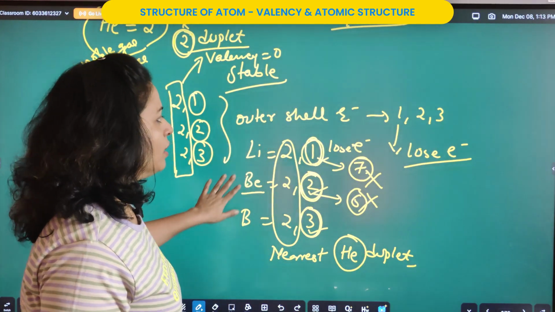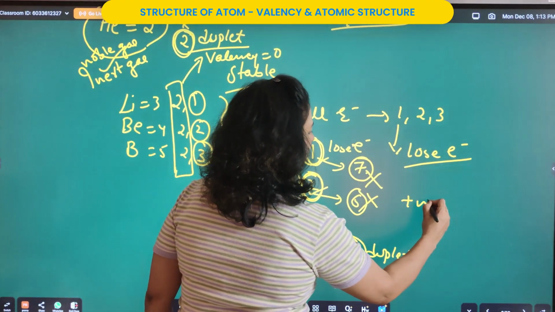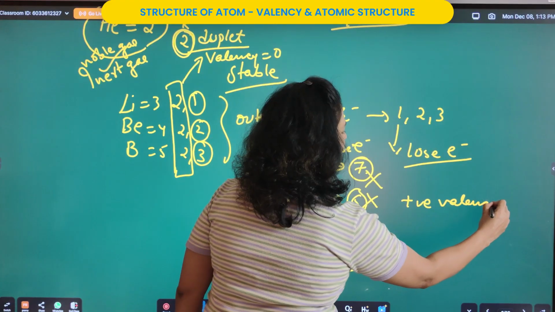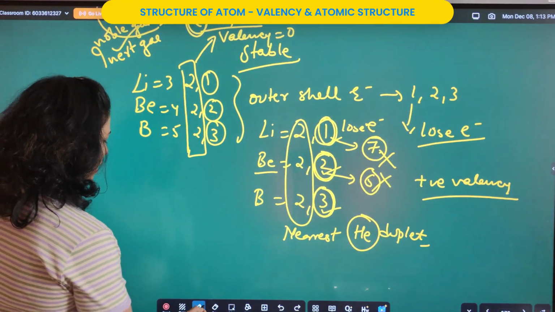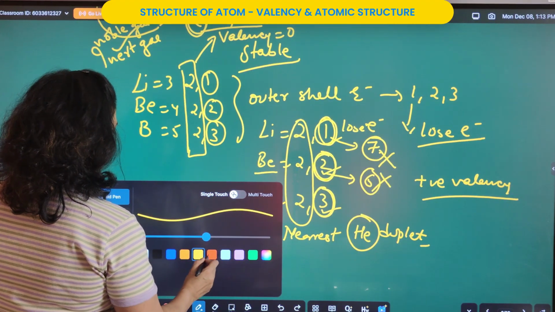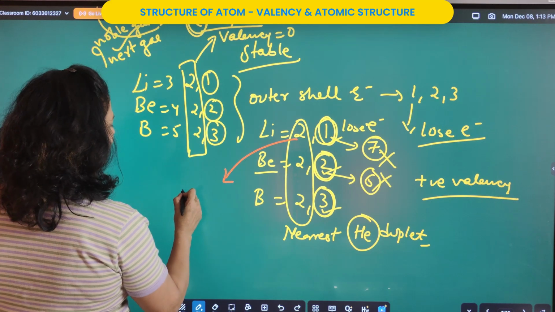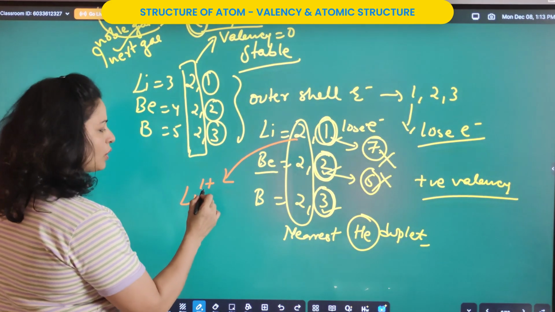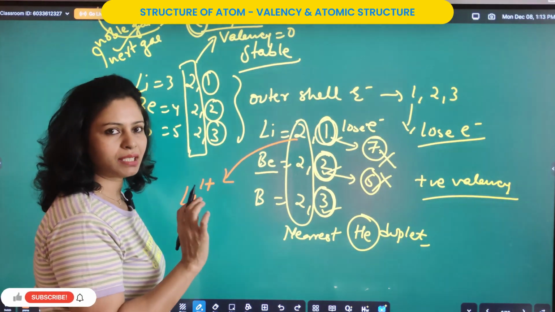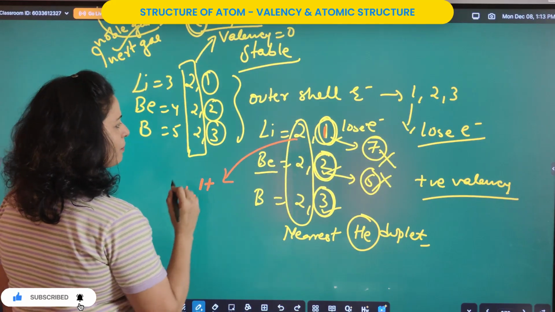Here they will lose electrons, so they will have positive valency. Whenever an element is losing electrons, it will have positive valency. So how much is lithium losing? Lithium is losing how many electrons? 1 electron, right? So lithium's valency will be 1 plus. Whenever an element is losing electrons, you have to put a charge of plus. How many electrons does it lose? 1 electron. So it will be 1 plus.